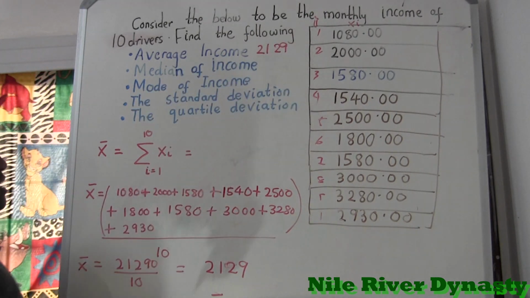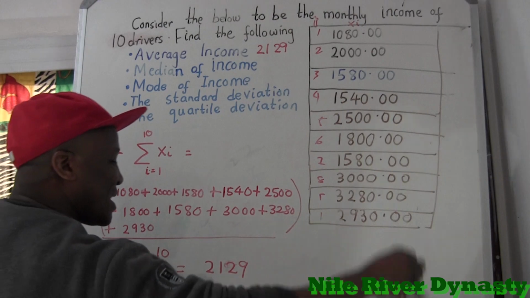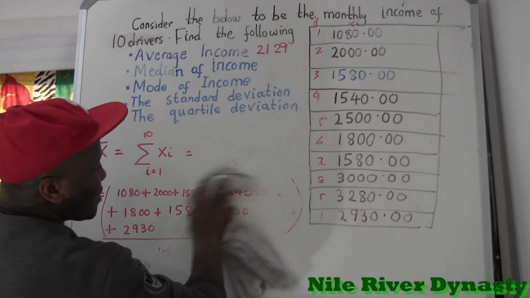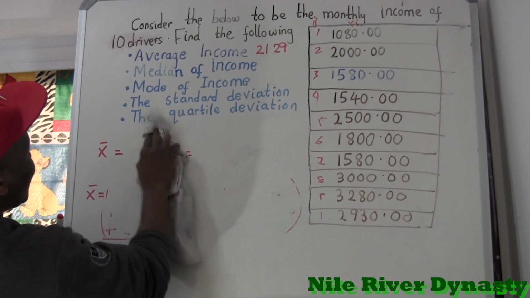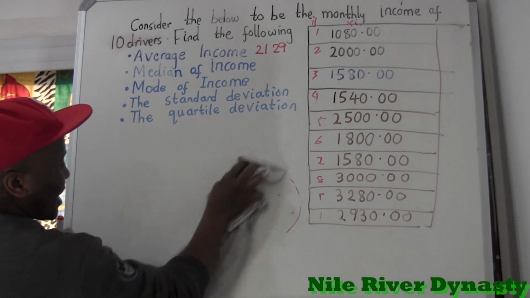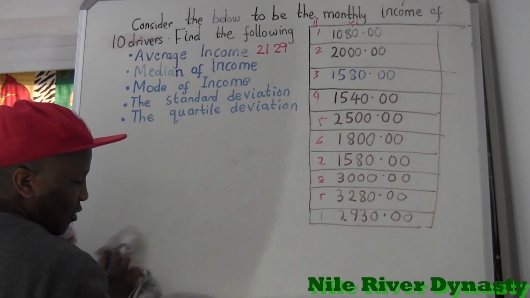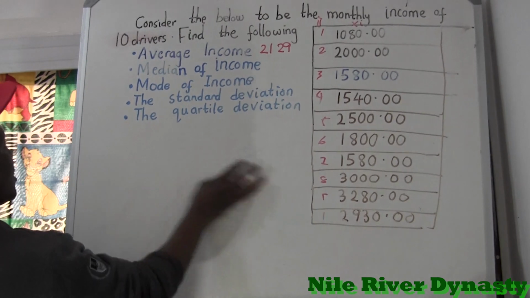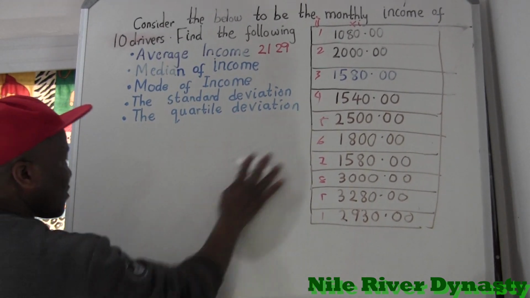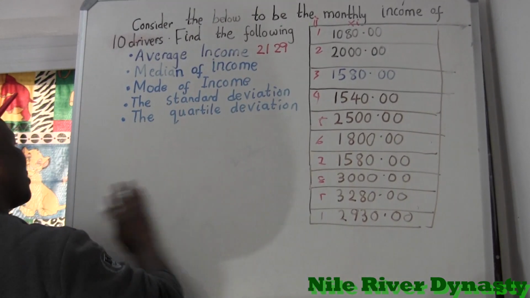So now we go for the median income. For the median income, we have to rearrange all this data, start from the smallest to the biggest. Okay, now let's rearrange all the data. Rearrange all the data from smallest to the bigger one, and then I'll show you how to do it.